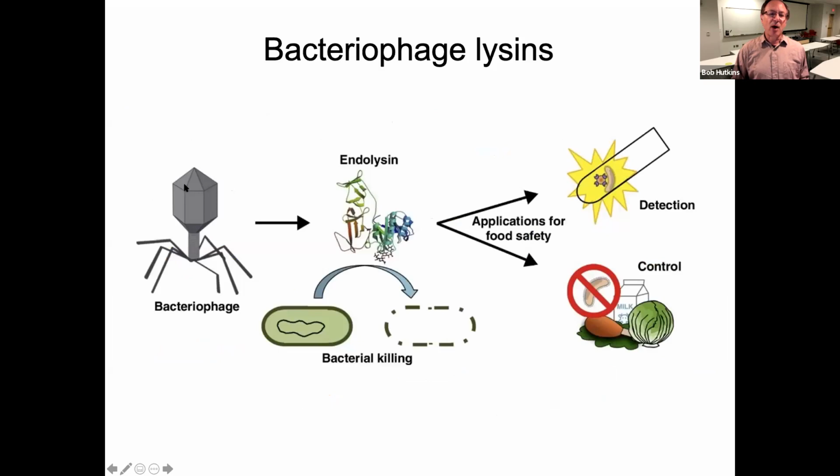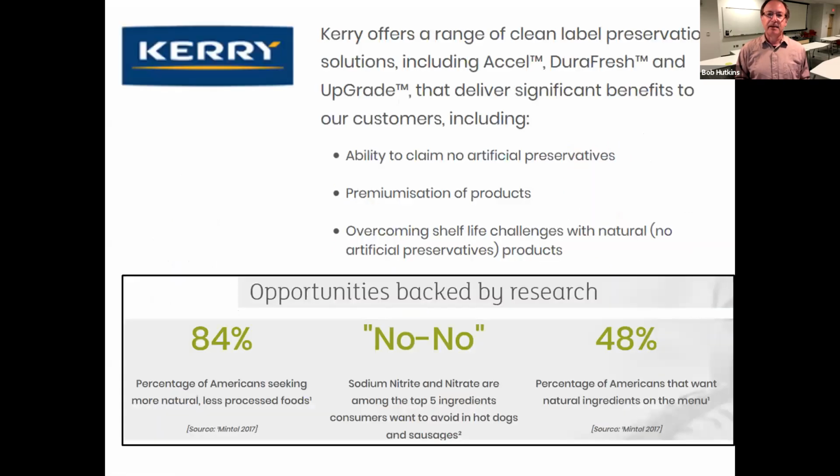But the idea is, why use the virus? Why not just take the enzyme that lyses the bacteria? And so that's called the bacteriophage lysin, and that has some applications in food safety. There are companies selling lysins. Okay, and then ultimately, I just want to finish this with yet another company that sells ingredients. One of my former graduate students works for Kerry Foods, and again, all sorts of natural antimicrobial agents, and you can see their data. Opportunities backed by research: 84% of people want natural, less processed foods. They don't want sodium nitrate in hot dogs and sausages. They want natural on the menu. So these bacteriocins and fermentates have lots of upside.